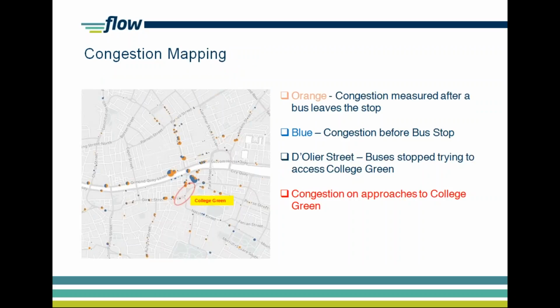In Dublin, we map congestion areas, and we have a typical congestion map here, which is based on Dublin's public transport interface module. The bigger the dot, the higher the congestion levels, with the orange showing congestion experienced as a bus leaves a bus stop and as it approaches a particular bus stop. In this particular area, Dame Street is an approach to College Green and experiences significant congestion.